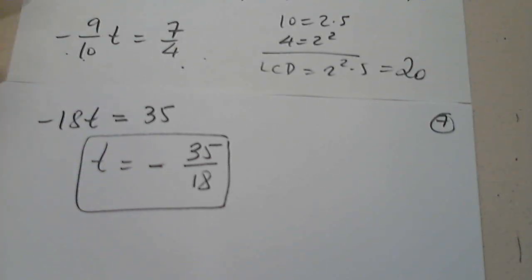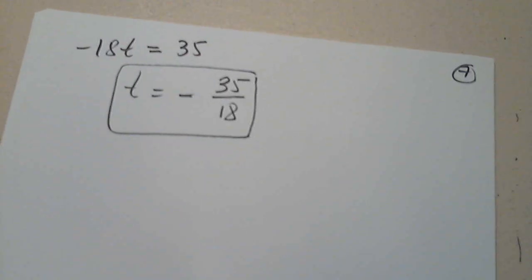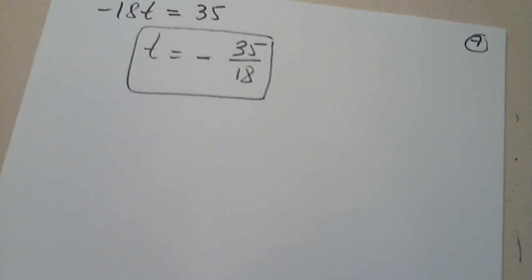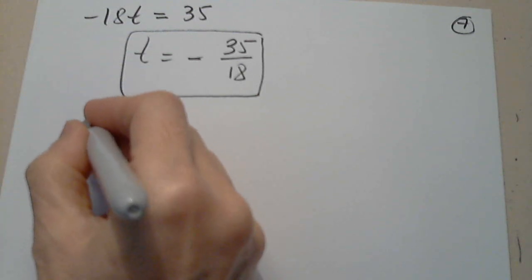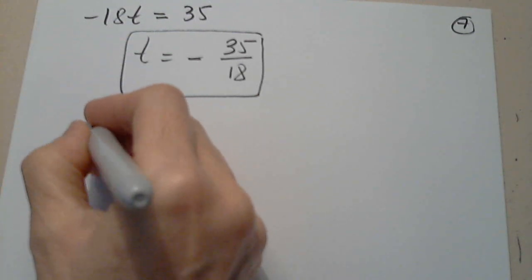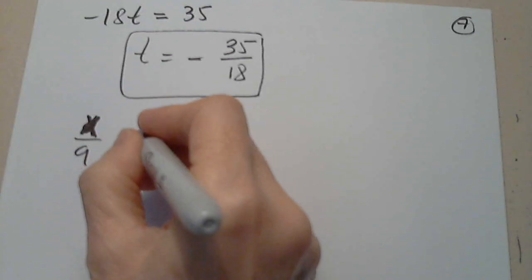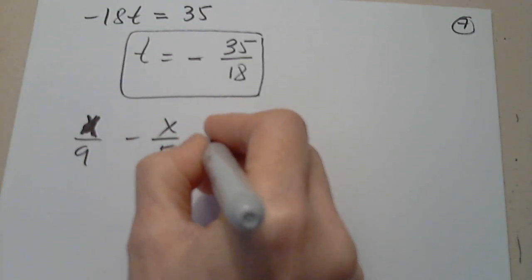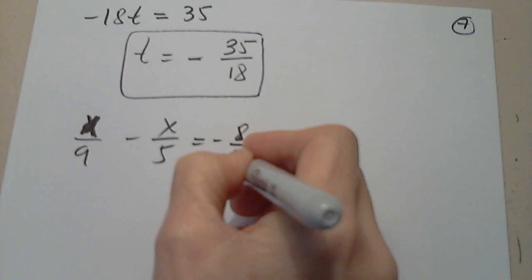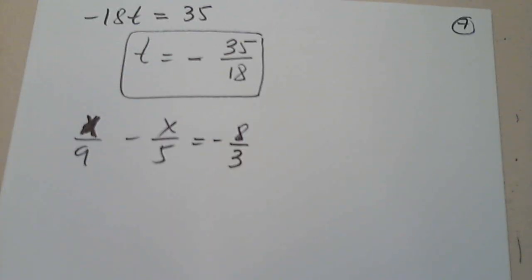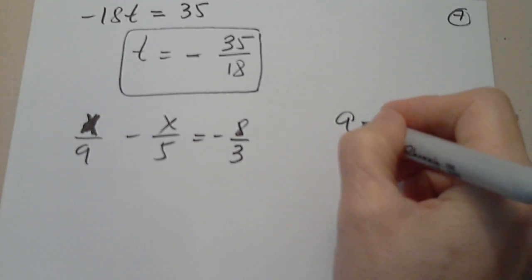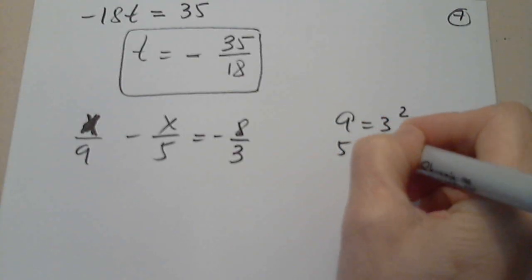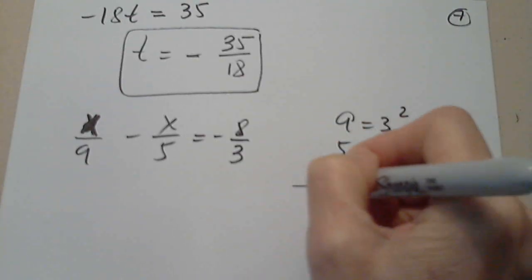This is the same problem, but it just has 3 terms and not 2. So we have 8 over 9. I'm going to use x because it's easier. Minus x over 5 equals negative 8/3. Again, I will find the least common denominator. 9 is 3 squared. 5 is 5, and 3 is 3.